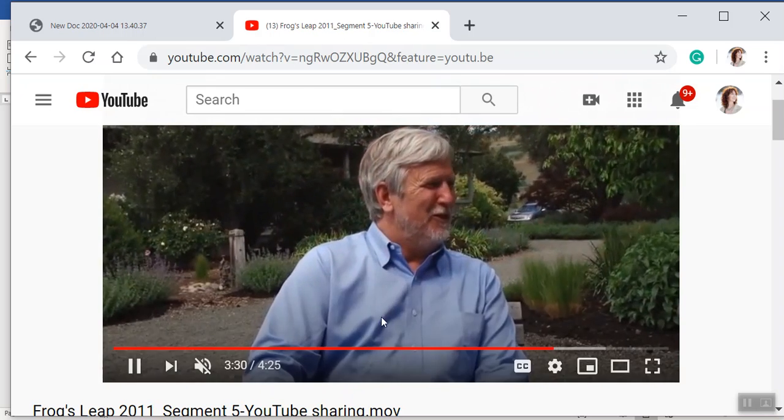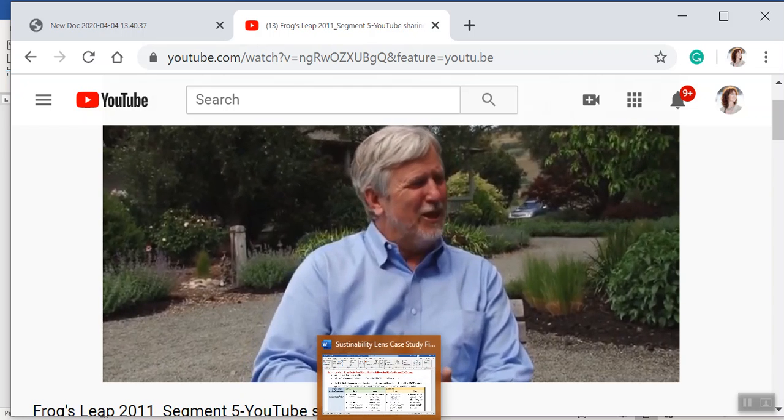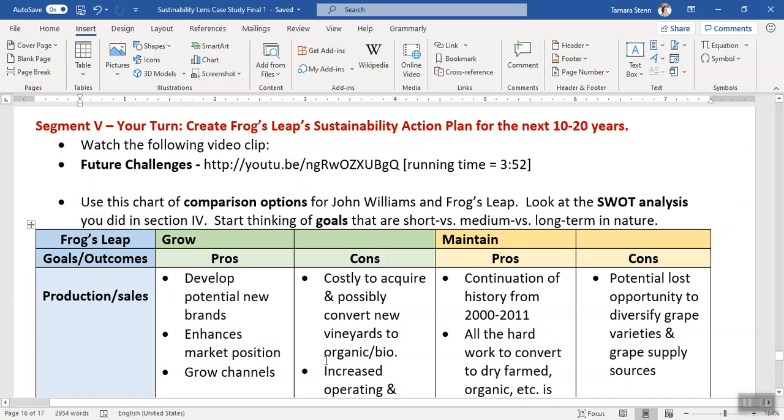All right, so after we have that experience, we're going to go back and look at what's next. We have a chart of comparisons, and you want to take a look at the SWOT analysis that you just did in section 4 and start thinking of goals: short term versus medium term versus long term.